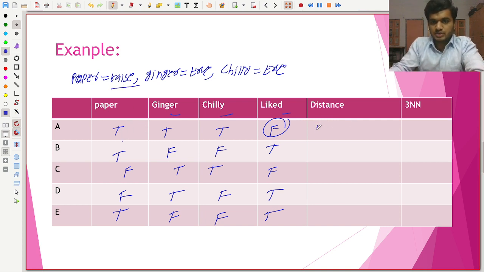So distance will be 1. If it does not change, then it will be 0. Suppose here we assume true, true. It is 0 and it is also 0. So distance will be 1.